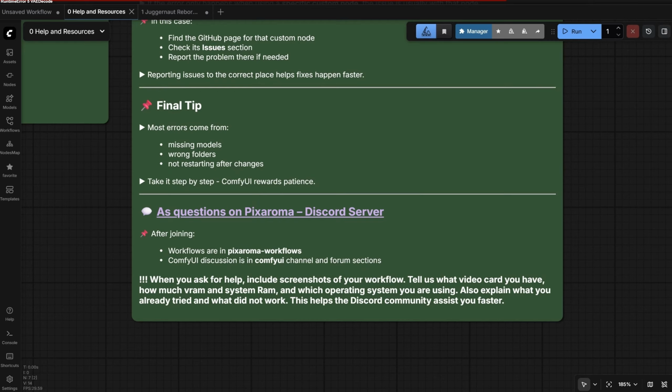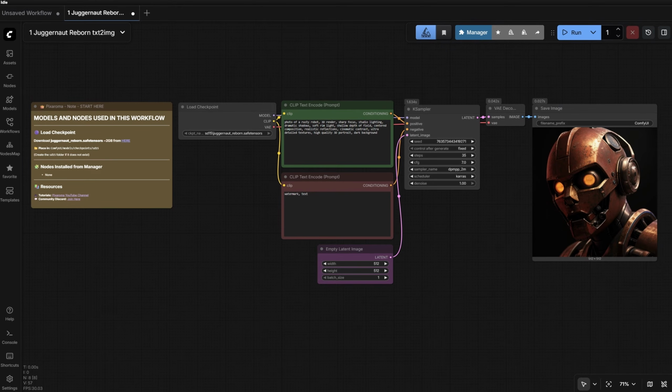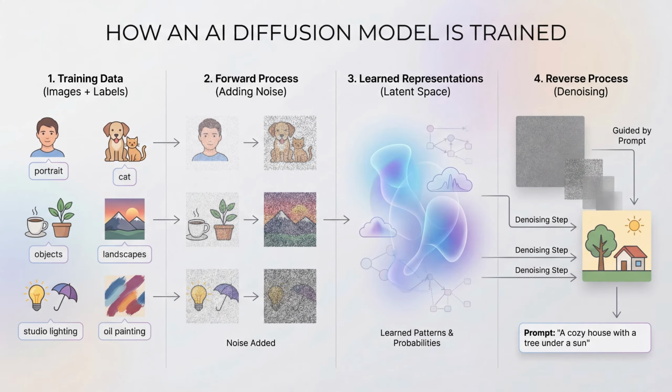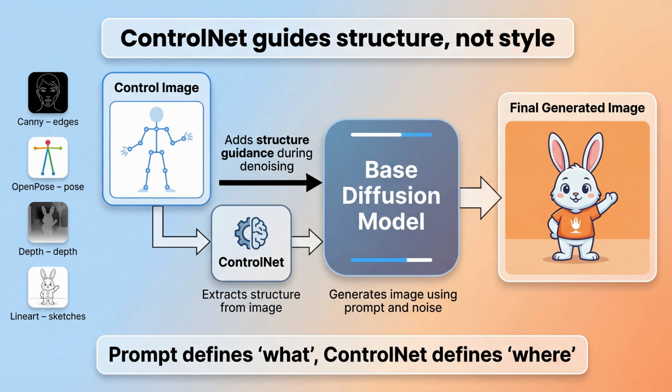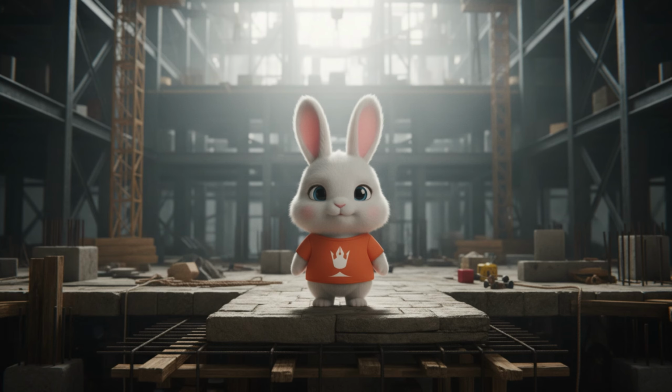Okay, one more chapter to go. Are you ready? You have now reached the end of this course. At this point, you understand how ComfyUI works, how workflows are built, how models differ, and how to use tools like LoRA, ControlNet, and advanced diffusion models. But learning ComfyUI does not really end here. This is just the foundation.